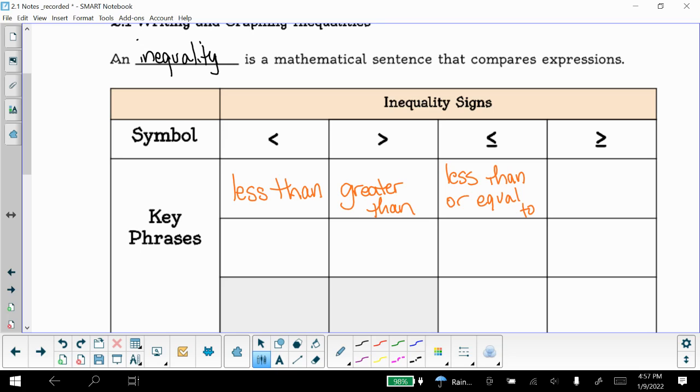And then the last one is a greater than sign with a bar under it. So again, it means it could have a value that's greater than it, or it could be the value that's equal to it. So that will be greater than or equal to.